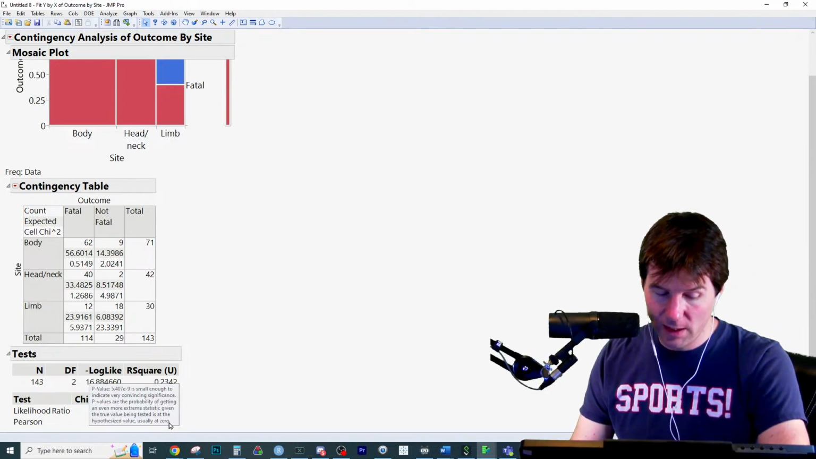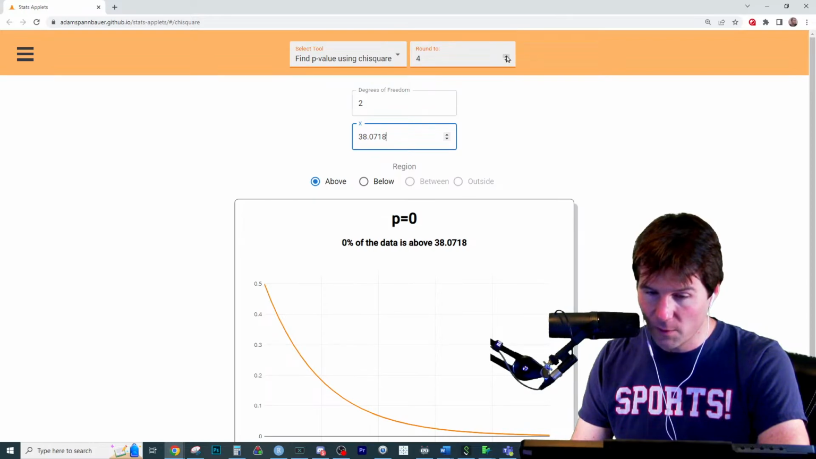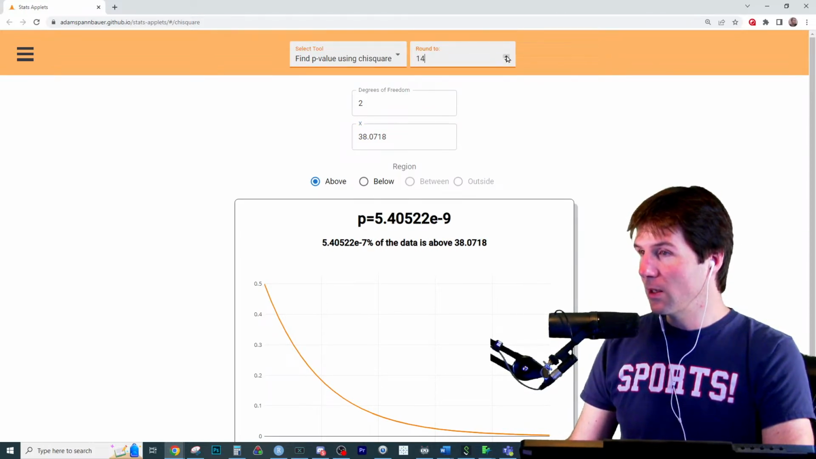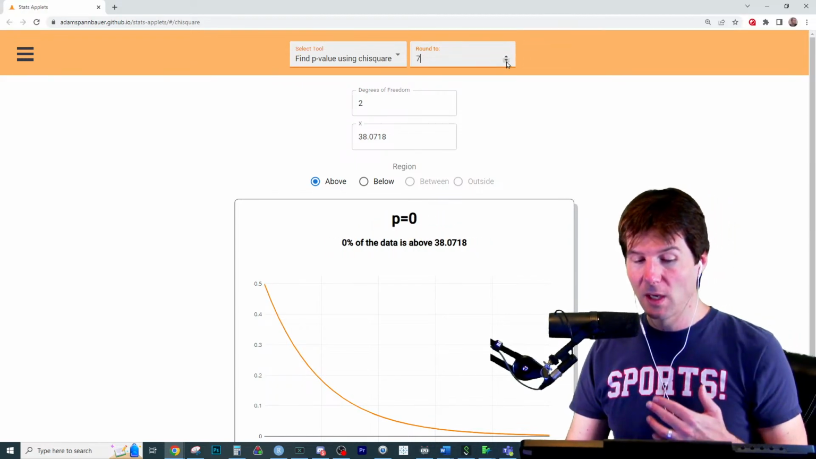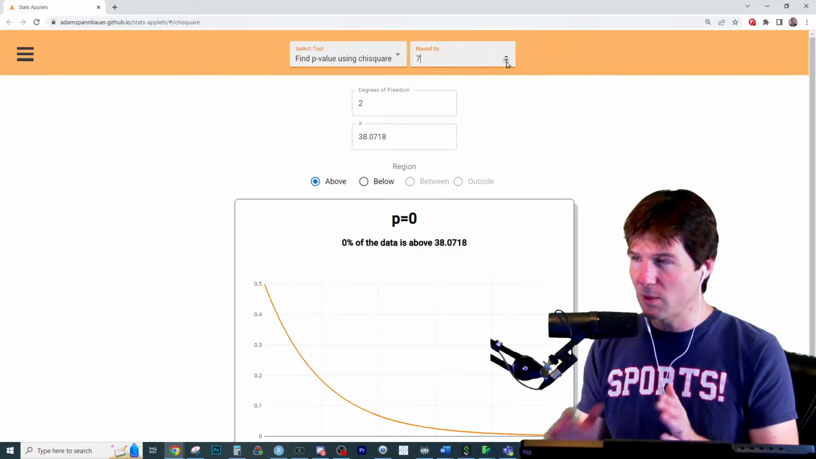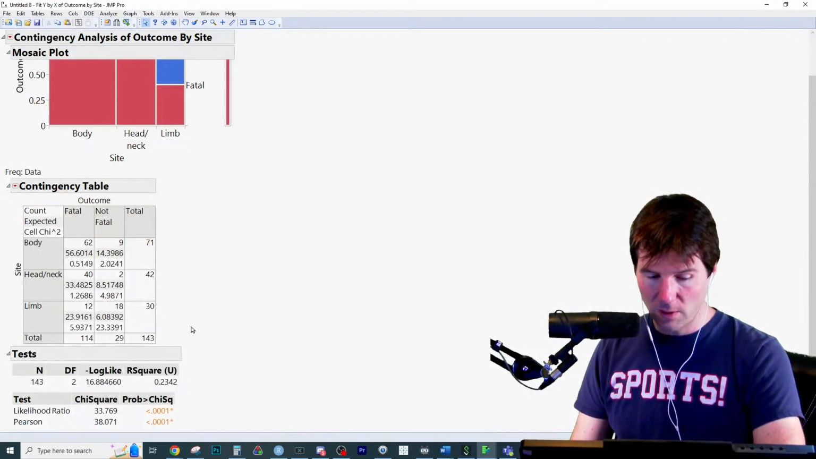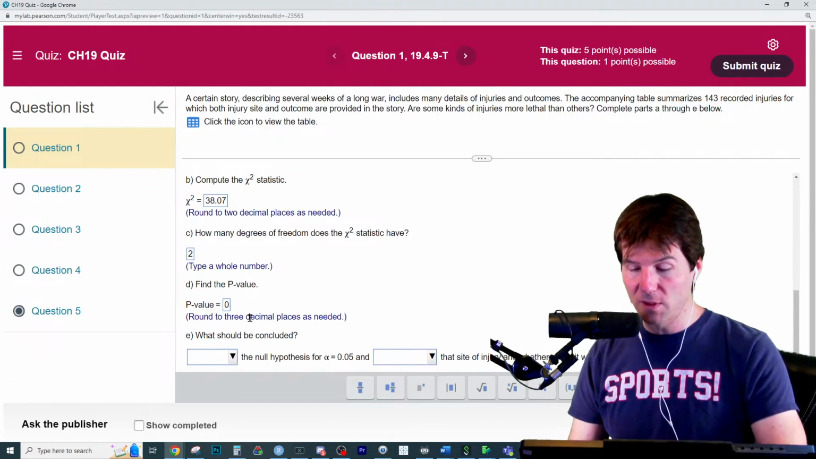5.4 e to the -9. And what's really great about the applet is if you ask it for enough decimals, it'll basically do it right there, 5.4 e to the -9. So you can get the same numbers from here, but that basically is 0 because you'd have to carry out a lot of decimals, a lot of 0.000000000 to eventually get to it. There's no area to the right of this. So for all intents and purposes, this is basically a p-value of 0.